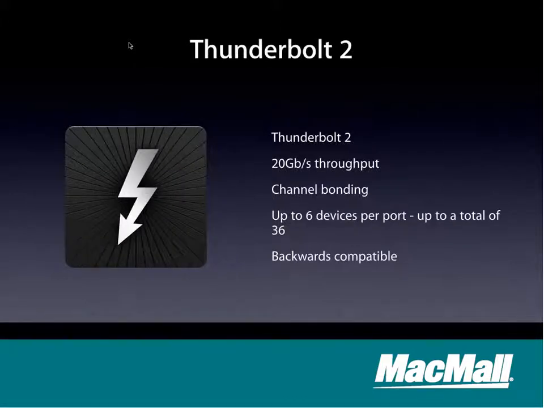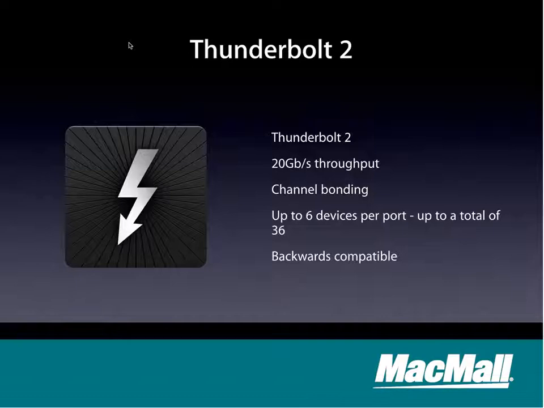All right, and then of course, most of you are going to be familiar with Thunderbolt, and it traditionally has had 10 gigabits per second throughput. And this time what we've done is we've replaced it with Thunderbolt 2 on the Mac Pro. What that allows you to do is to take two of Thunderbolt's 10 gig channels and bond them together into 20 gigabits per second. Anyway, we have 6 devices per port in all. So you can have a total of 36 devices chained off of the Mac Pro. And it is backwards compatible for any older Thunderbolt devices.